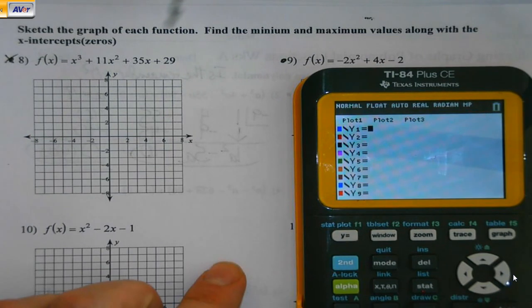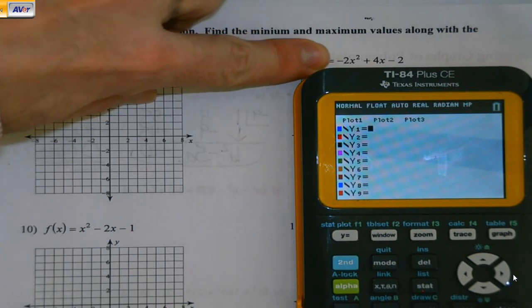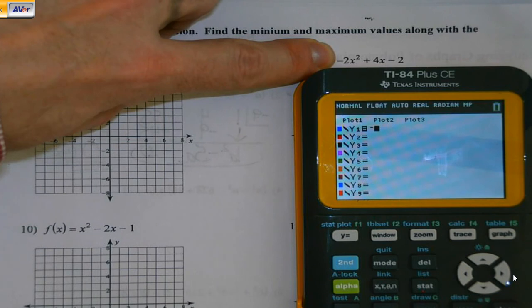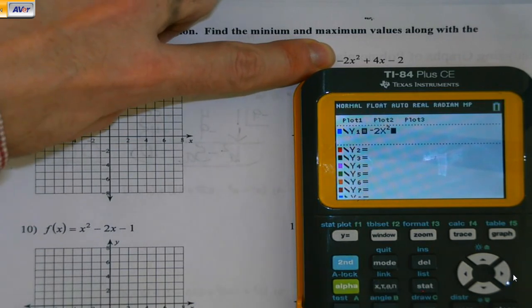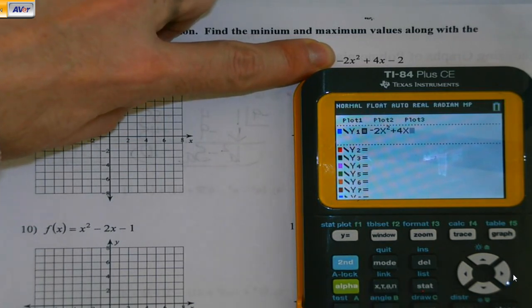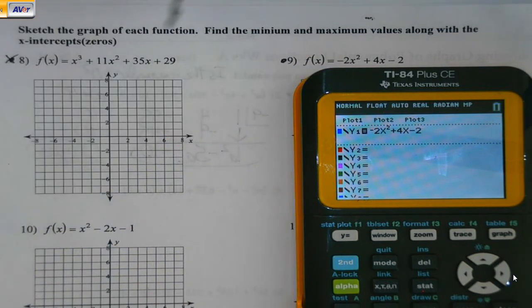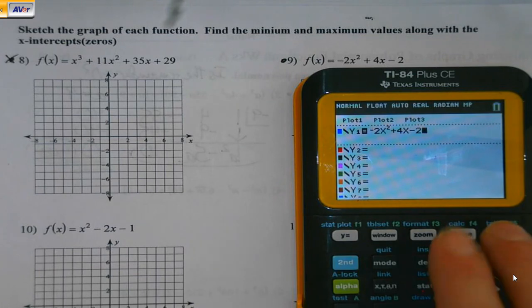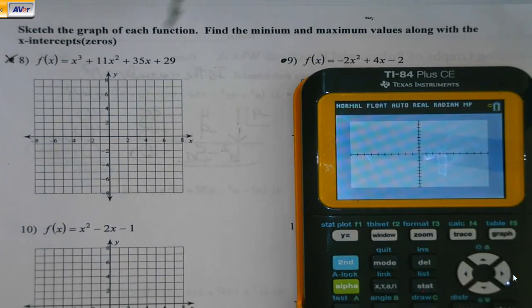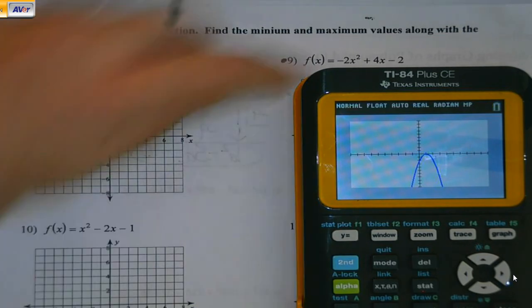Once we got that set, we're going to go ahead and get this typed into my y equals. So negative 2x squared plus 4x minus 2. Once I have that, it doesn't hurt to take a look at the picture before we get started too much with it. See, am I going to be able to see all the important parts? Now I notice it's just a parabola, which makes sense. It's a quadratic.